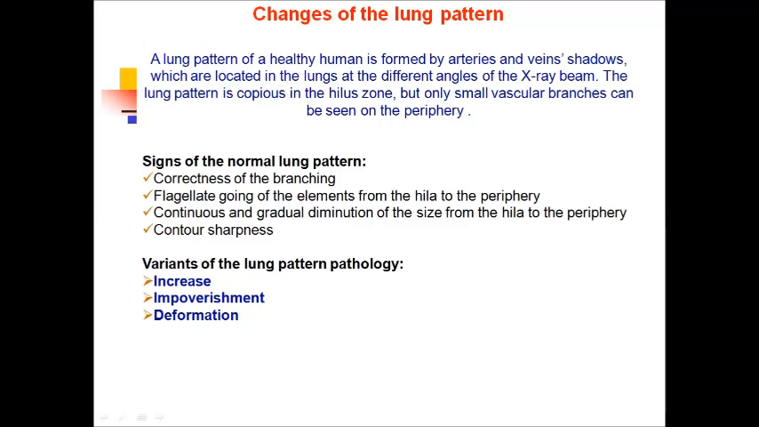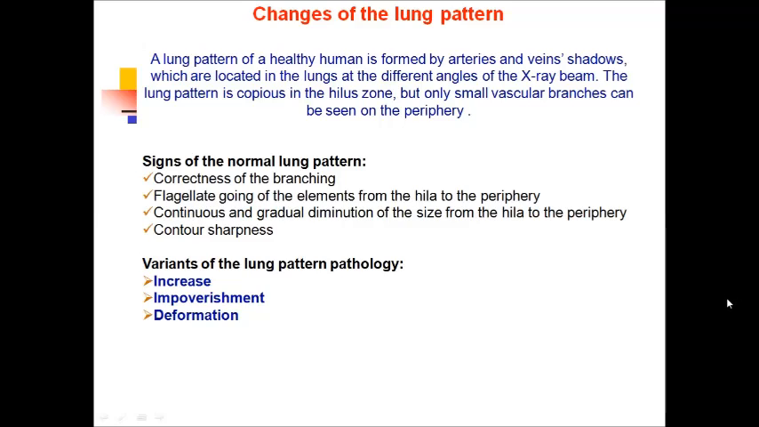Signs of the normal lung pattern are, first of all, correctness of the branching, flagellate going of the elements from the hilus to the periphery, continuous and gradual diminution of the caliber from the hilus to the periphery, and contour sharpness.